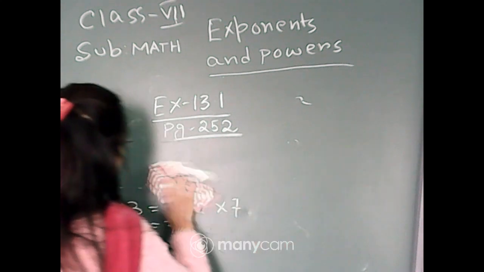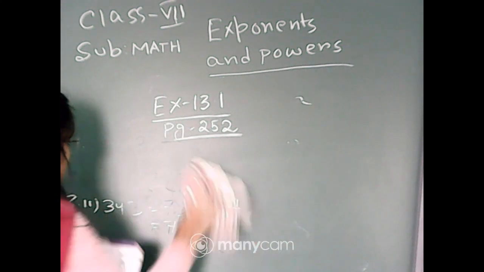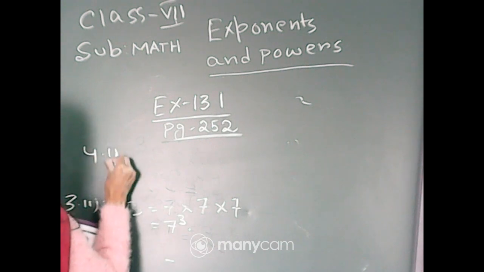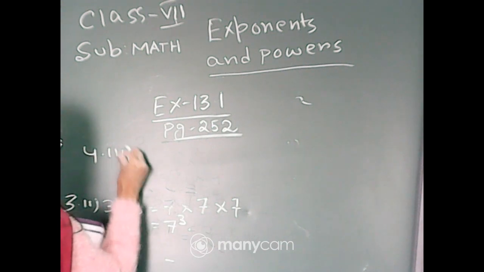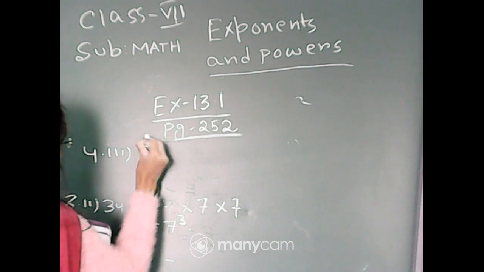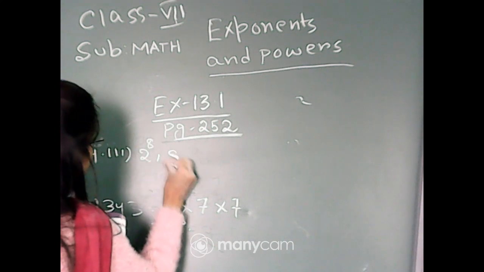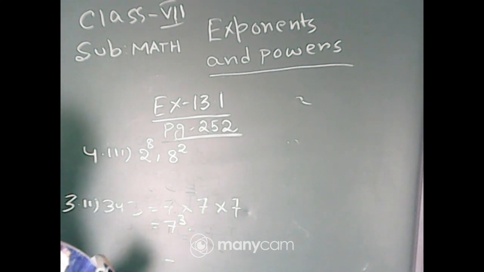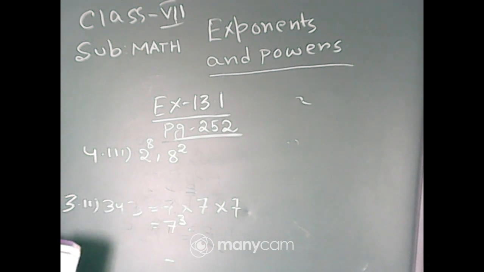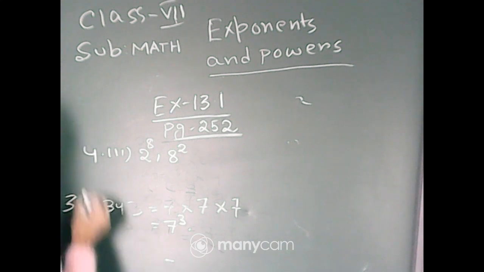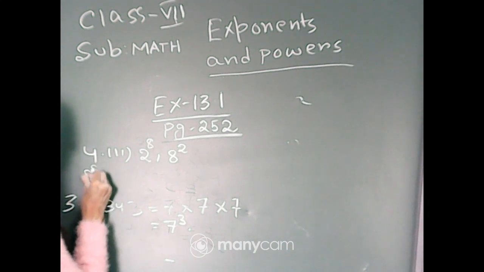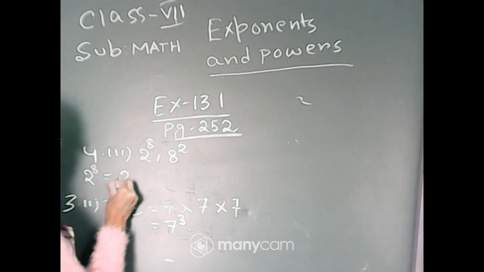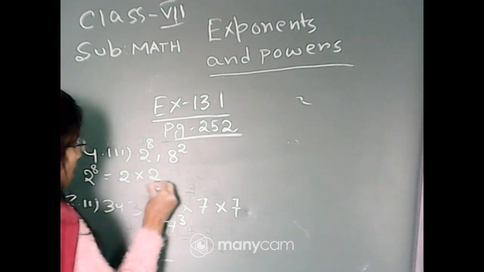We remove the board. Here the given numbers are 2 to the power 8 and 8 square. We have to identify the greater number. Now, 2 to the power 8, we consider the number. Here the power is 8, so we write 2 8 times.